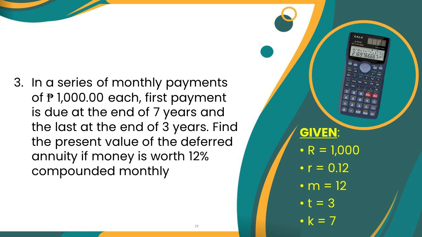Given in the problem are the following. The regular payment, represented by capital R, is 1,000 pesos. The rate of interest, represented by small r, is 12%, which is equivalent to 0.12. The conversion period, represented by M, is monthly, which is equivalent to 12. The term of the annuity, represented by T, is 3 years, and the period of deferral, represented by K, is 7 years.